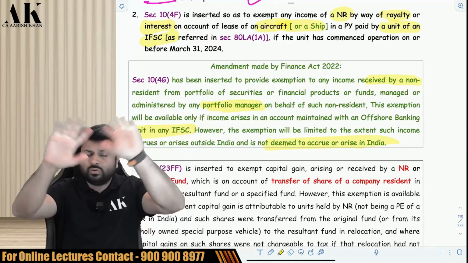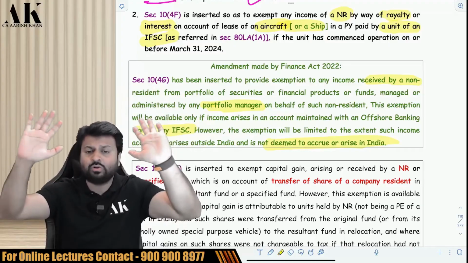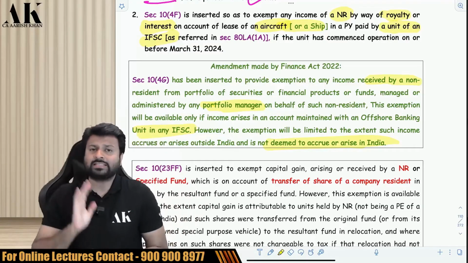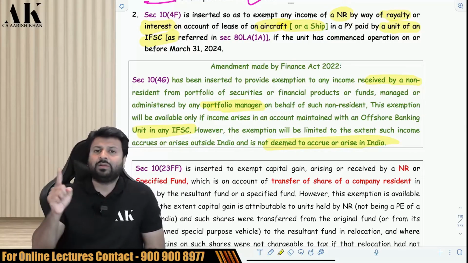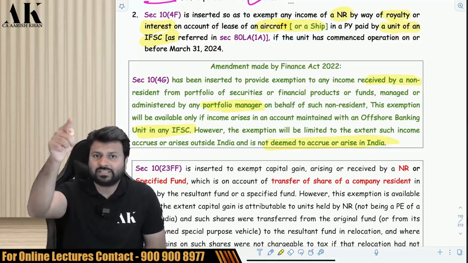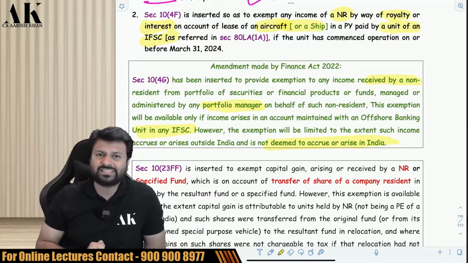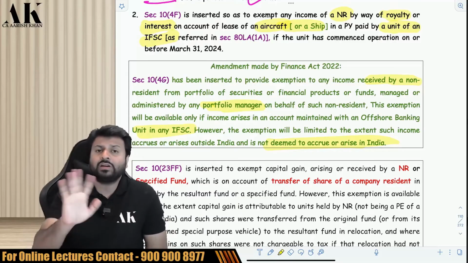It should not deem to accrue or arise in India. That income should be accrued outside India. If that income is accrued in India, then it will be taxable. For example, if the non-resident is outside India and that particular portfolio manager is in India in IFSC, and if that non-resident is buying the shares of Reliance Industries from BSE, then it is accrued in India, then it will be taxable. Then you will not get the relaxation.